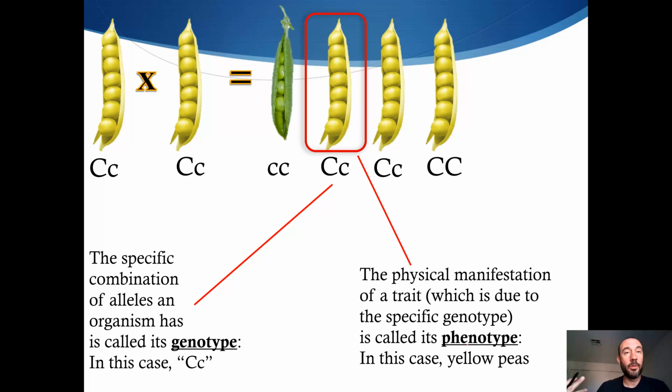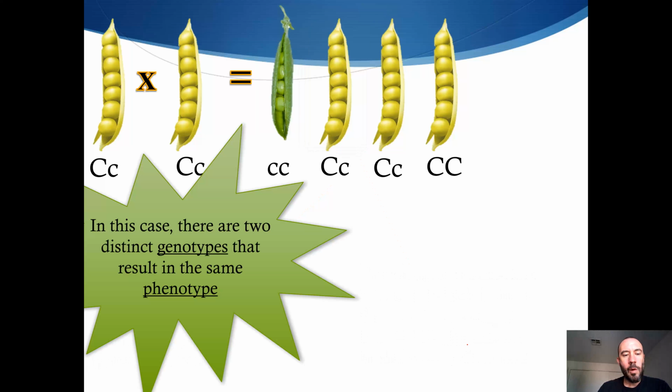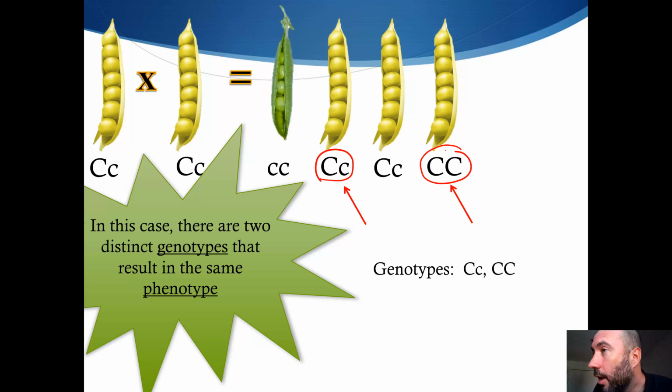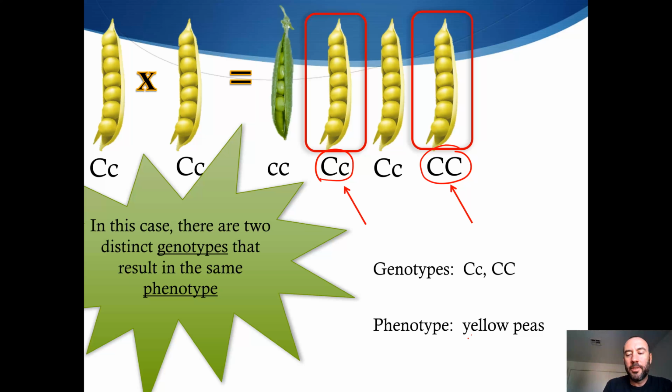Phenotype, even though it's spelled with a PH, you can think pheno, physical, is sort of the physical expression of that. So, in this example, there are two distinct genotypes that result in the same phenotype. All right, we have heterozygous, and we have what? Homozygous dominant. Yeah. I'm assuming that's what you said, right? So those are the two genotypes. And the phenotype is having yellow peas. Okay.